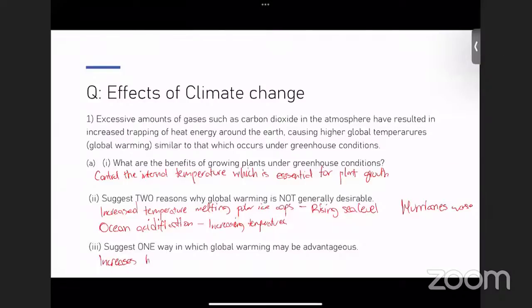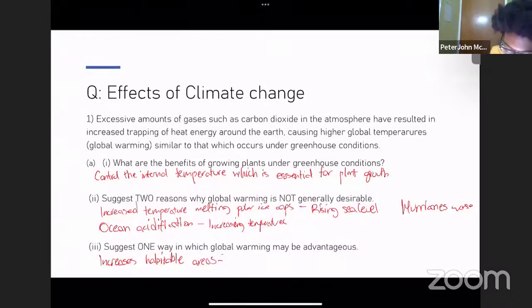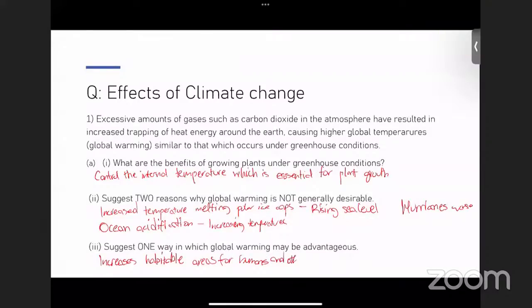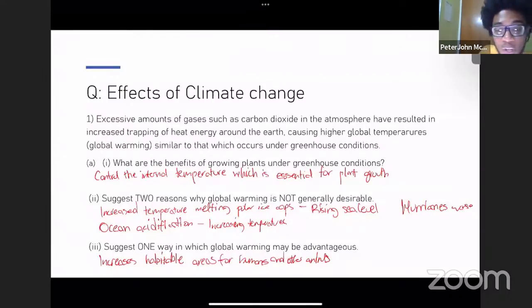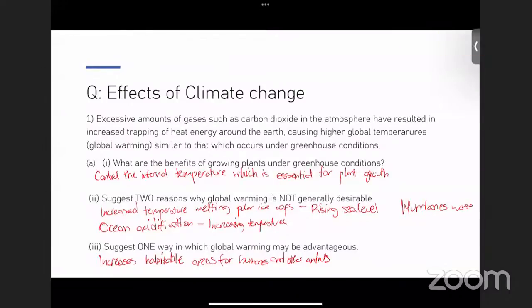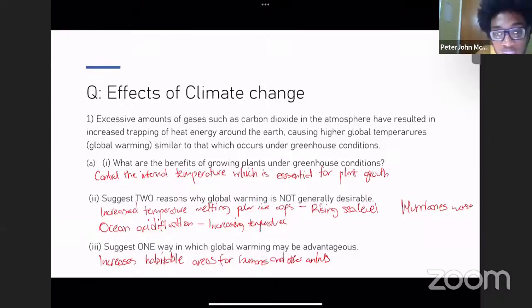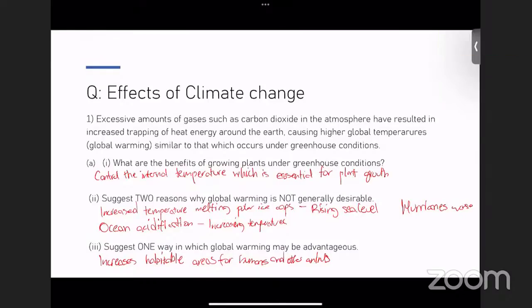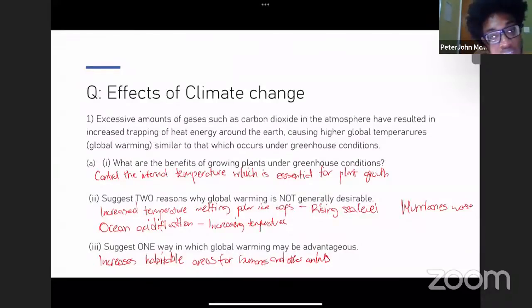Increases habitable areas, for humans anyway, and other animals. Sir, and plants can grow during the winter. Yeah, sure. But it doesn't change the climate per se. It just makes the area less hostile. Rainfall, yeah, it probably would increase the rainfall.